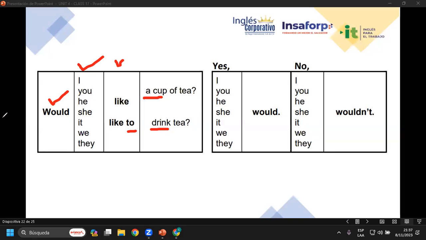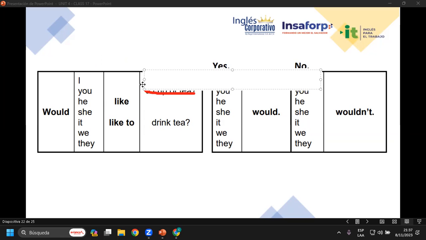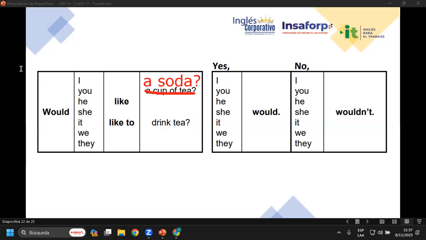Entonces, imagínense que yo les digo, hey everybody, would you like, bueno, vamos a cambiarle a cup of tea y vamos a colocarle, would you like a soda? Vamos a ver, ¿qué me dirían? Si la respuesta es yes, yes, I would. Si la respuesta es no, no, I wouldn't.